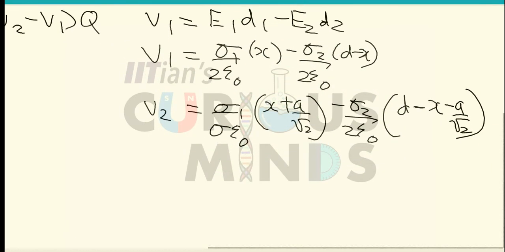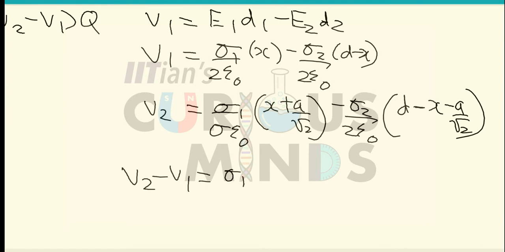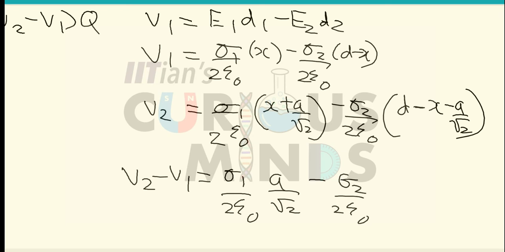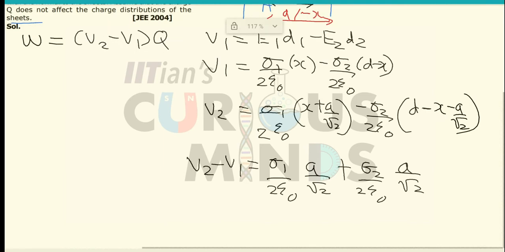So basically V2 minus V1 will be equal to sigma 1 divided by 2 epsilon naught into a divided by root 2, minus sigma 2 divided by 2 epsilon naught. When I subtract both of them, it will again be equal to a divided by root 2. Here the negative will become positive. So this is the total change in potential.